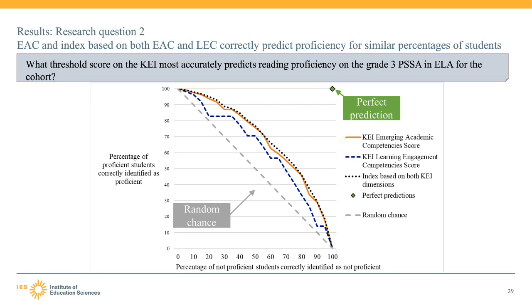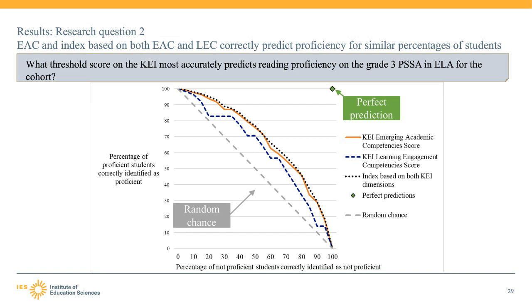So what you can see is for all 3 measures, the lines curve towards that green prediction dot, which means that using these measures is better than just guessing, better than random chance. The emerging academic competencies dimension, which is in the orange curve, and the index of the 2 dimensions, which is in the dotted black line, perform similarly well. The learning engagement competencies dimension performs worse. That's the one in the blue dashed line, and that's consistent with its lower correlation with the PSSA. So since the emerging academic competencies dimension and the index of the 2 dimensions perform similarly, SDP selected the index of the 2 dimensions to use for the threshold because it uses data on more students.